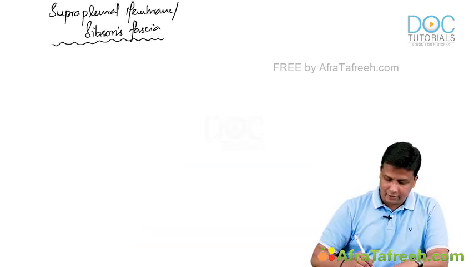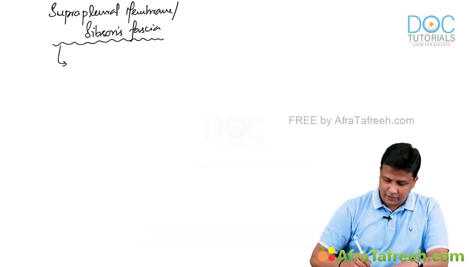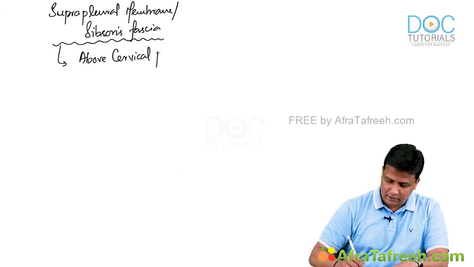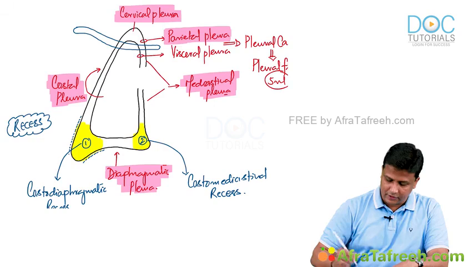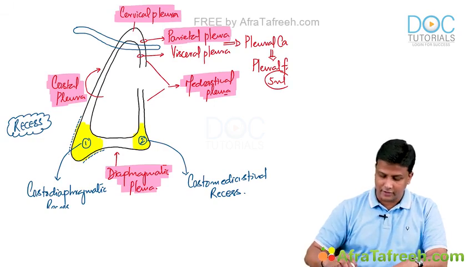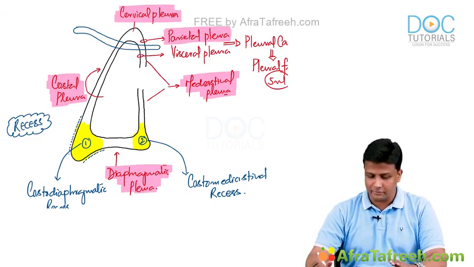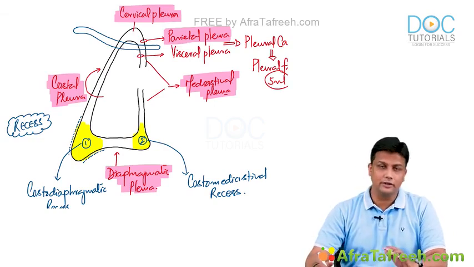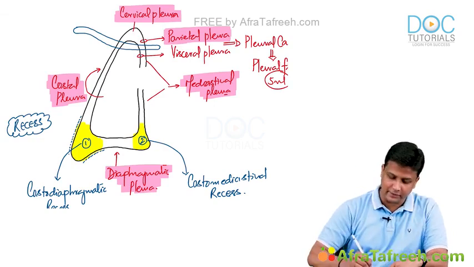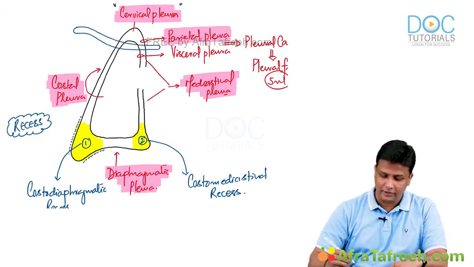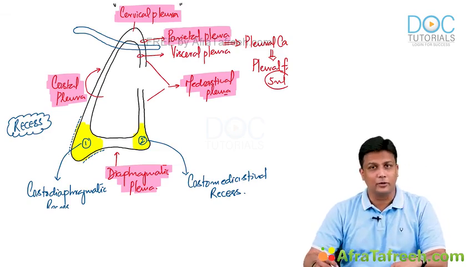So where exactly do we have this suprapleural membrane? It is above the cervical pleura. If you remember, that's the reason I told you the parietal pleura is divided into 4 parts: the mediastinal pleura, the diaphragmatic pleura, the costal as well as the cervical. I am speaking about this cervical pleura, and it is present above the cervical pleura, guys.